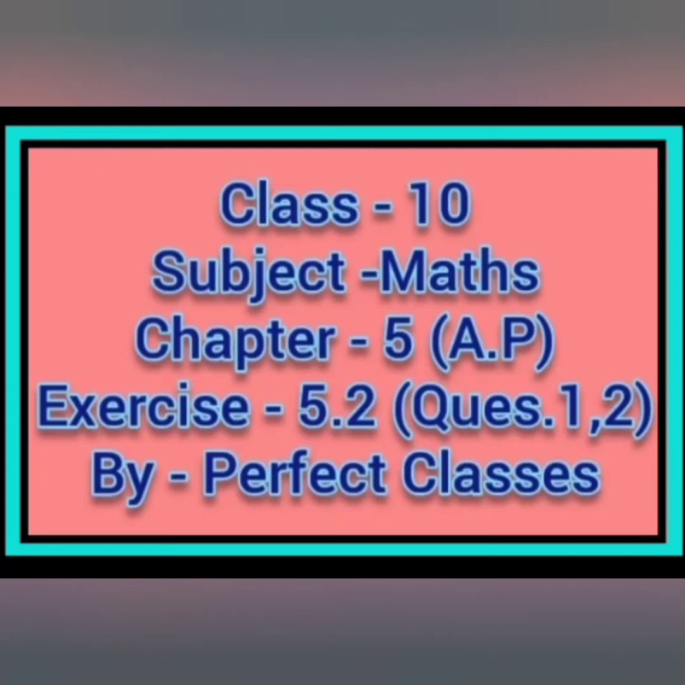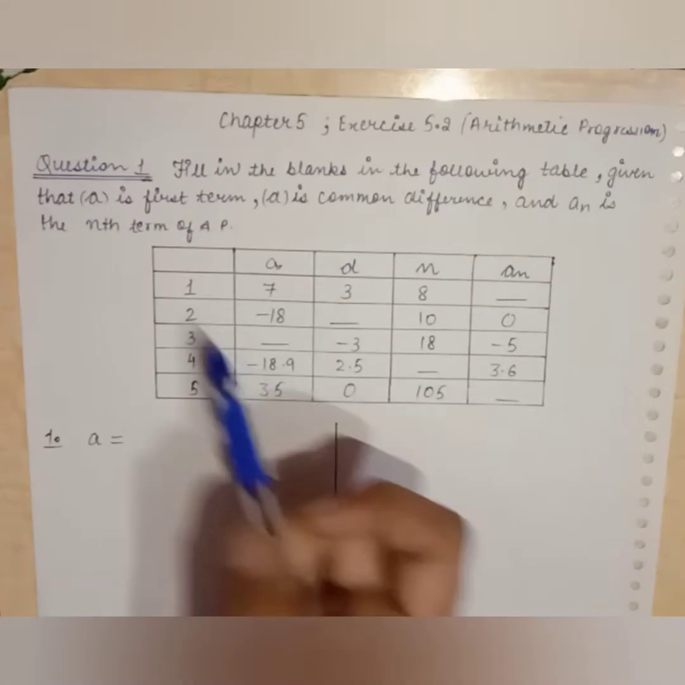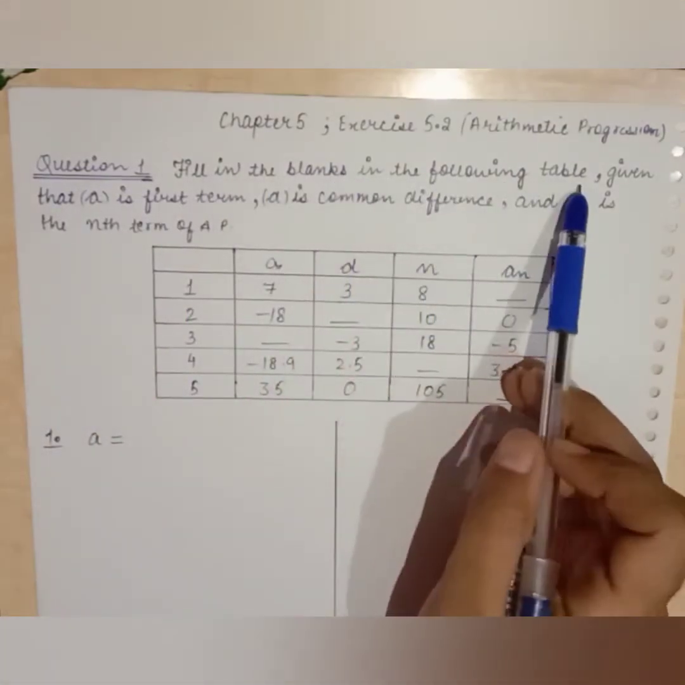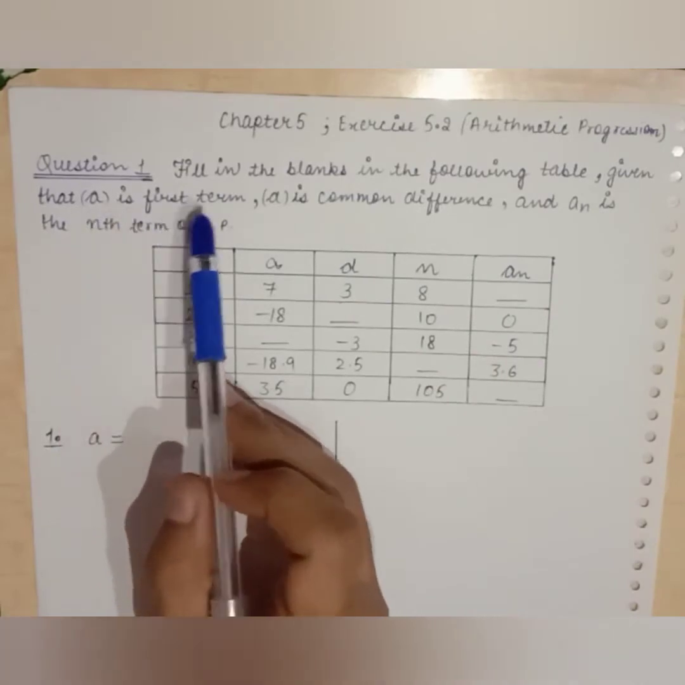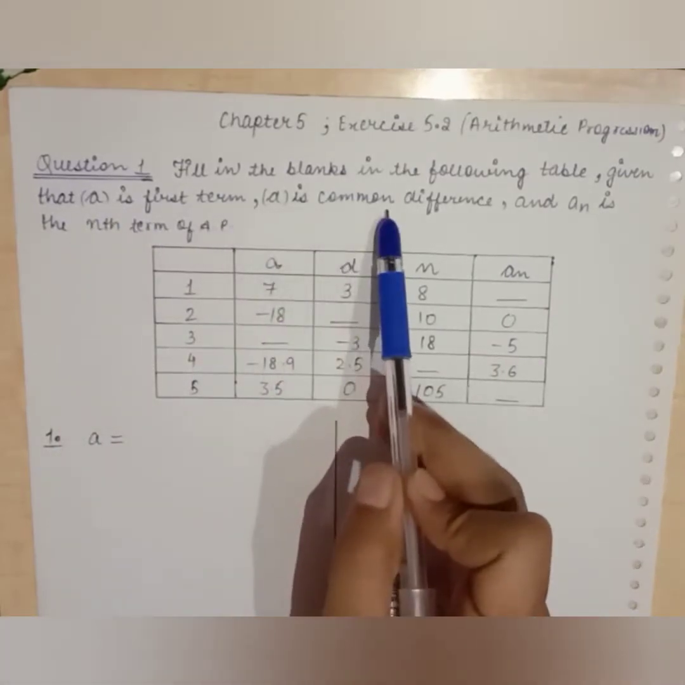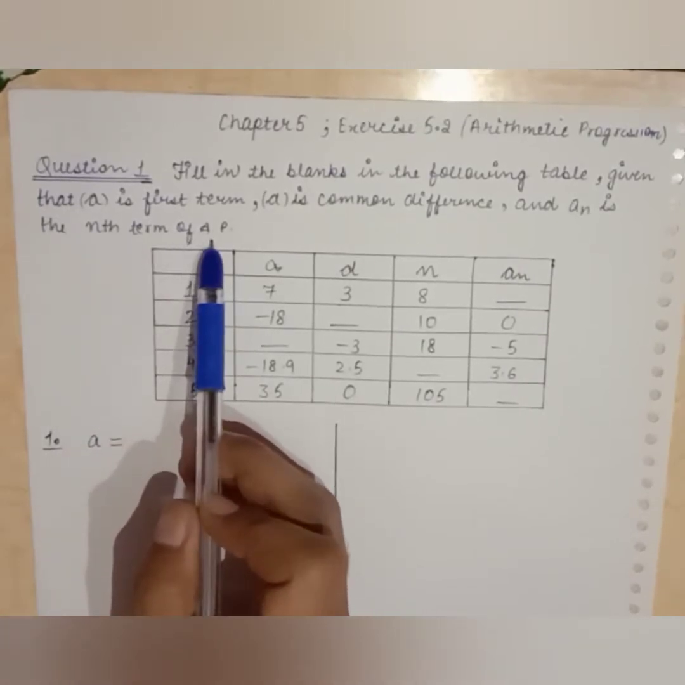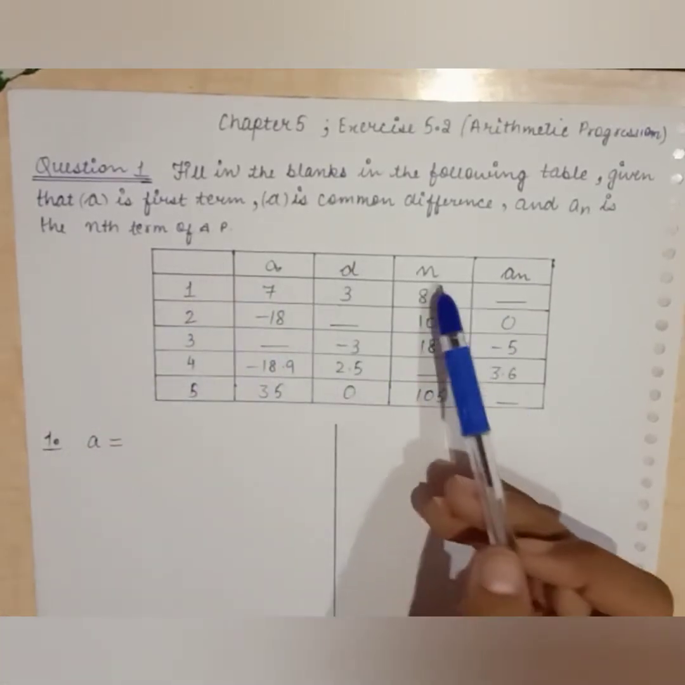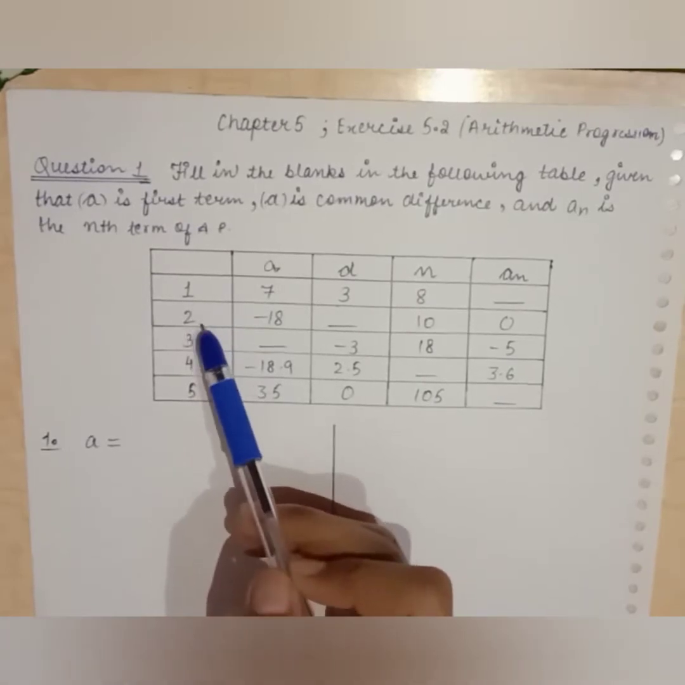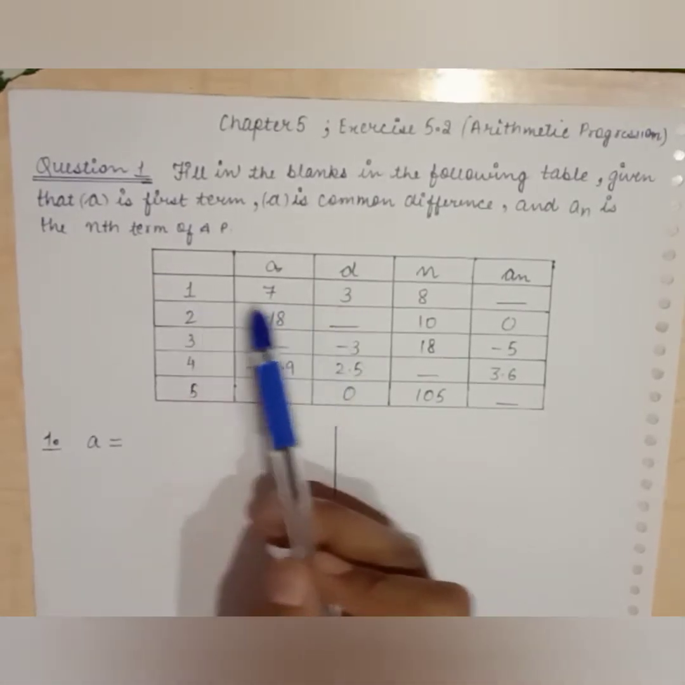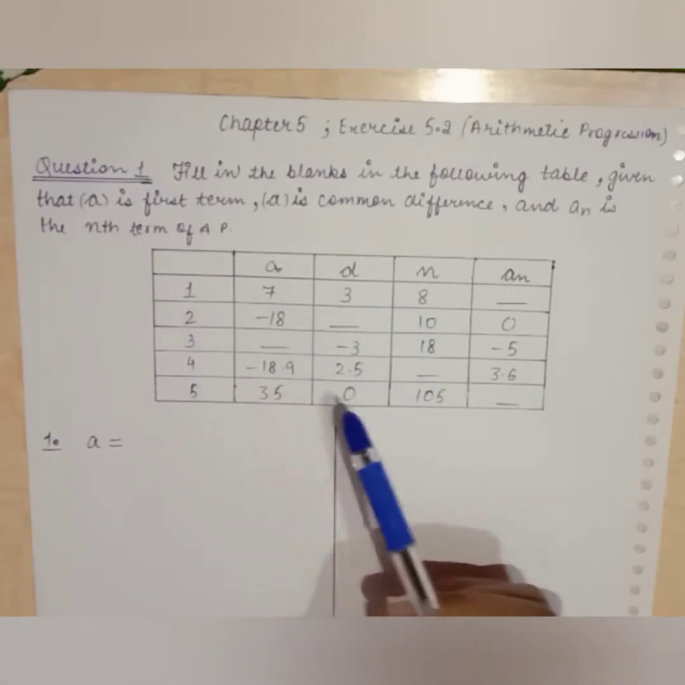Today we will do first and second question of exercise 5.2 of arithmetic progression. Now the first question is: fill in the blanks in the following table, given that a is the first term, d is the common difference and an is the nth term of the AP. This is the table in which there are the first, second, third, fourth and fifth questions. These questions have different conditions.